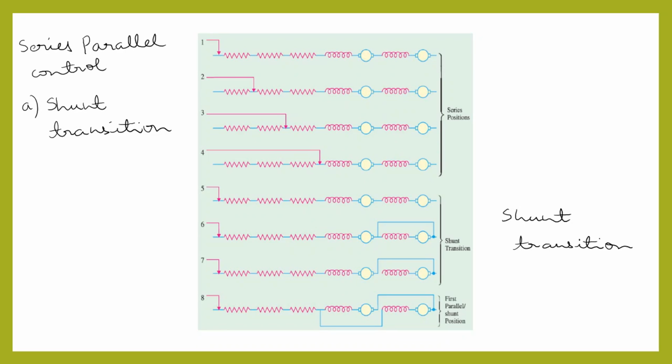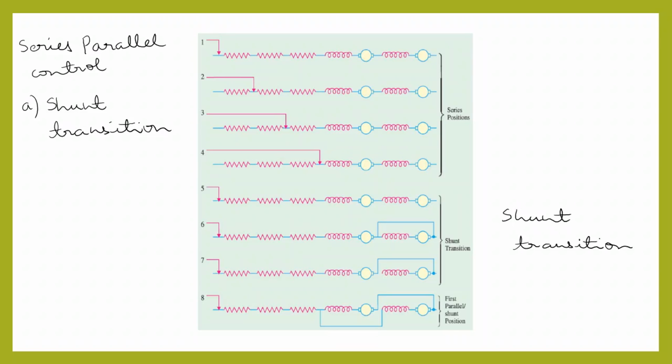So the two full series position motors have the starting resistance reinserted, and then one of the motors is shorted, that is bypassed, that is shown in the 6th step, and this motor will be disconnected from the main circuit, which is shown in step 7, and in step 6 the motor is connected in parallel with the first motor, giving the first parallel position of the motors, and the resistance will be gradually cut off in steps and the motors will be then in full parallel position. This method is known as shunt transition method.